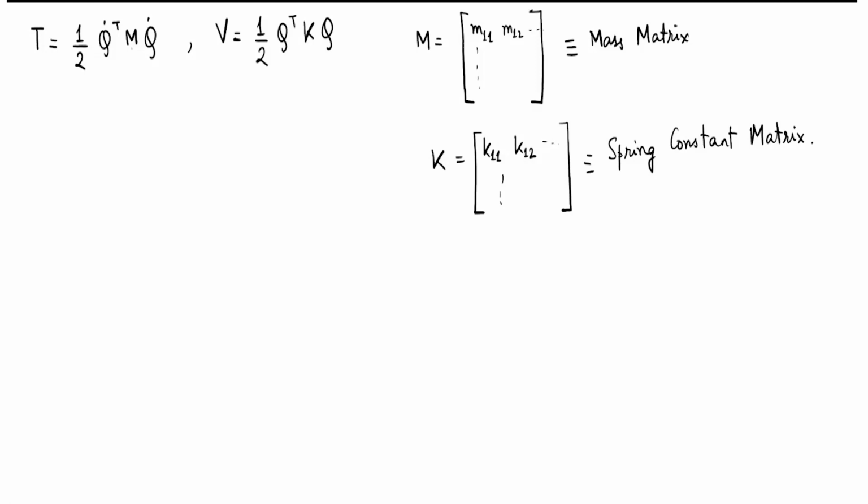So the total Lagrangian can be written as half Q dot transpose M Q minus half Q transpose K Q.